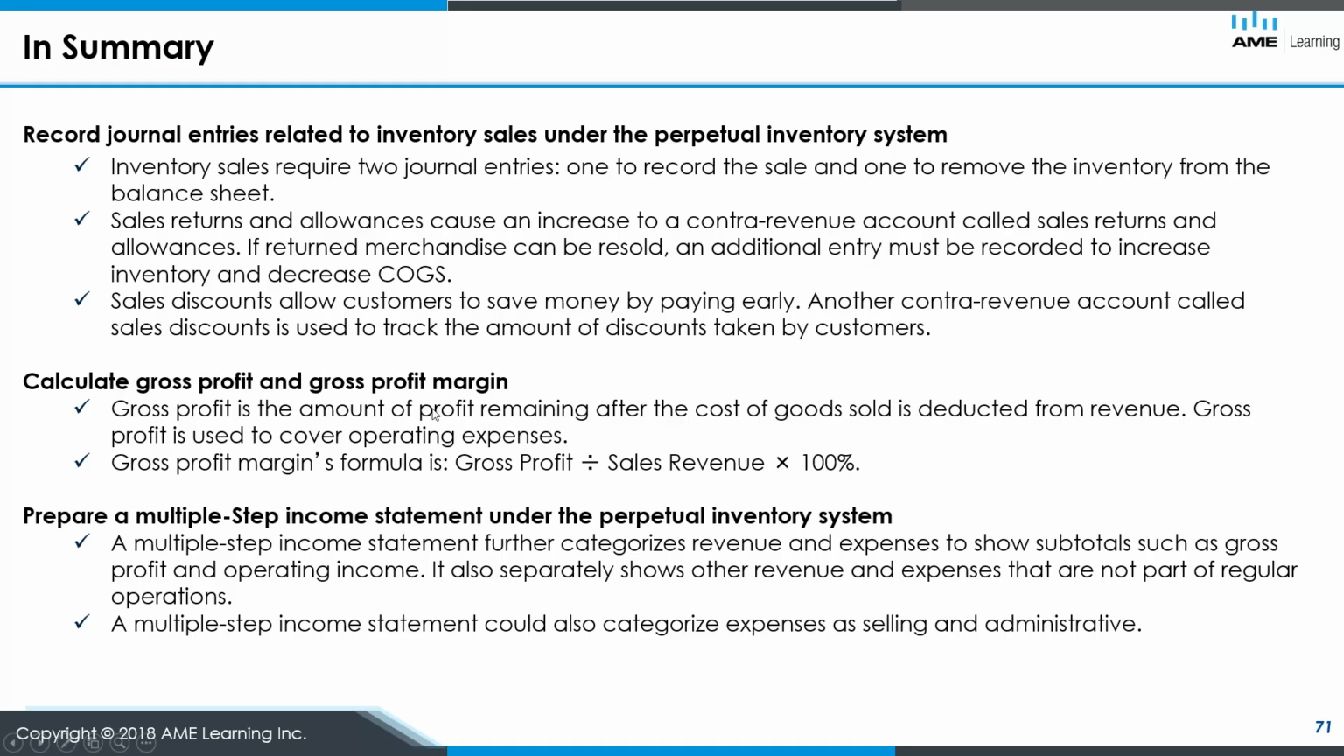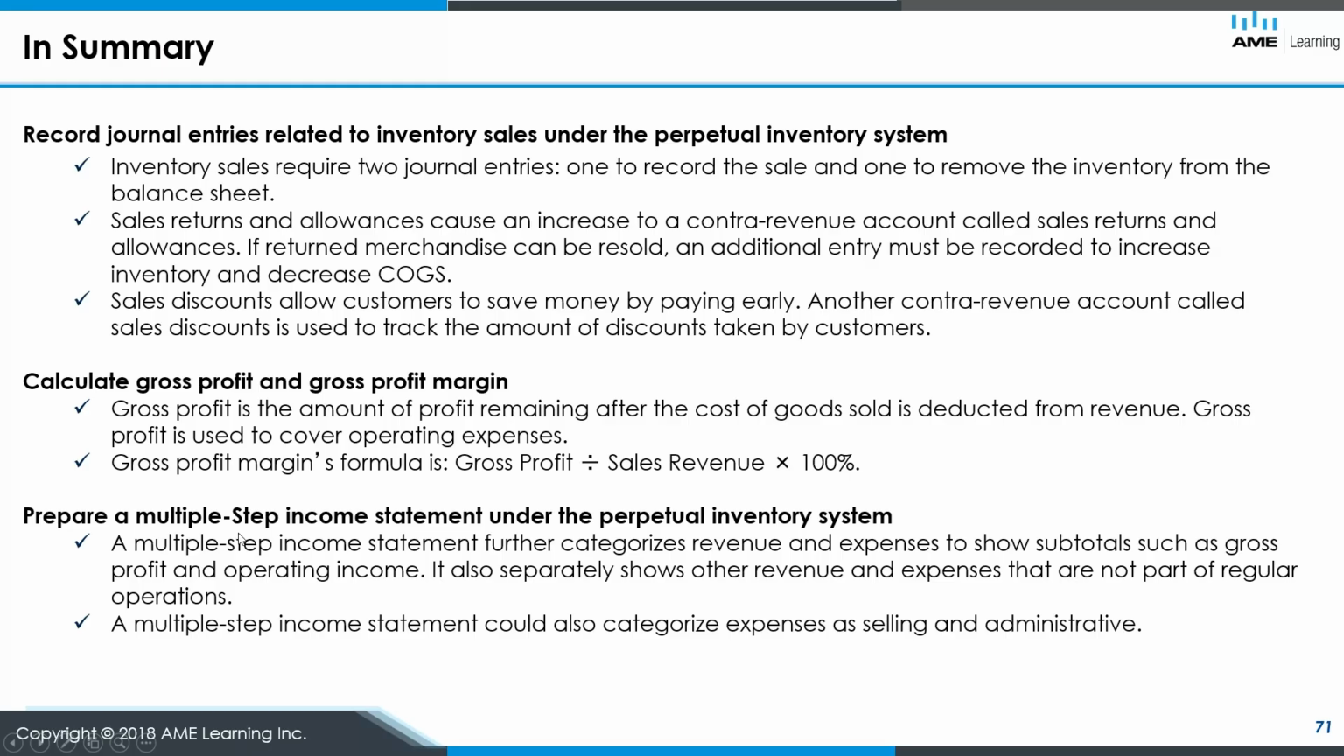We talked about the concept of gross profit and gross profit margin. Remember that gross profit is just the amount of profit that remains after you deduct the cost of goods sold from the sales revenue. And the gross profit margin is just us dividing the gross profit by the total sales revenue so that we can understand what proportion of a sale we are actually keeping as profit when we account for the fact that we had to buy that inventory in the first place.